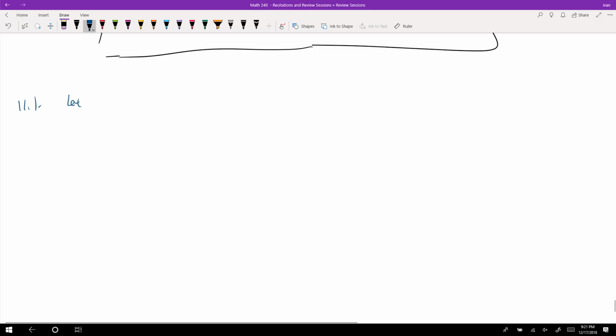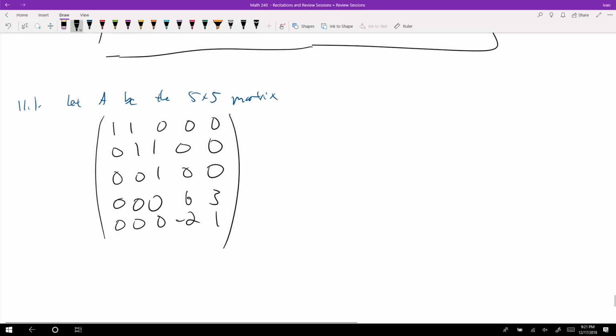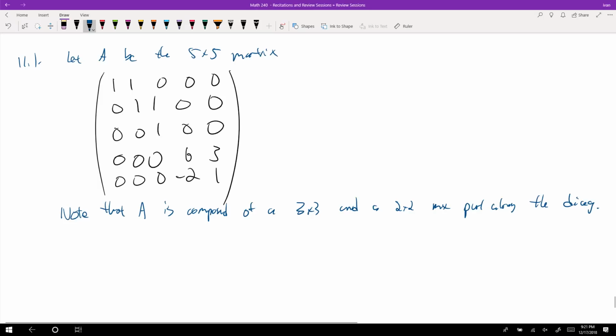Number 11. Let A be the 5x5 matrix: 1, 1, 0, 0, 0; 0, 1, 1, 0, 0; 0, 0, 1, 0, 0; 0, 0, 0, 6, 3; 0, 0, 0, 2, negative 2, 1. Note that A is composed of a 3x3 and a 2x2 matrix put along the diagonal. Find A to the 40.